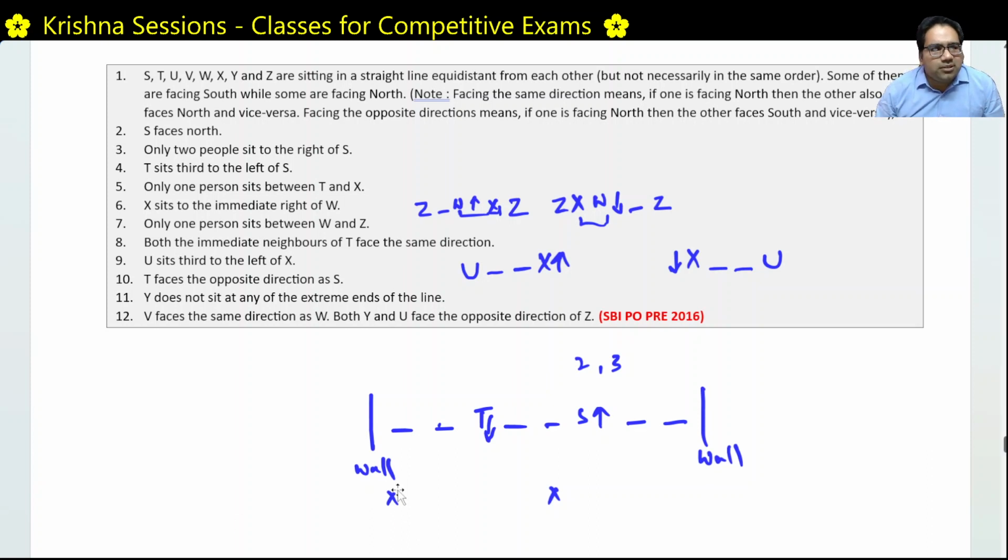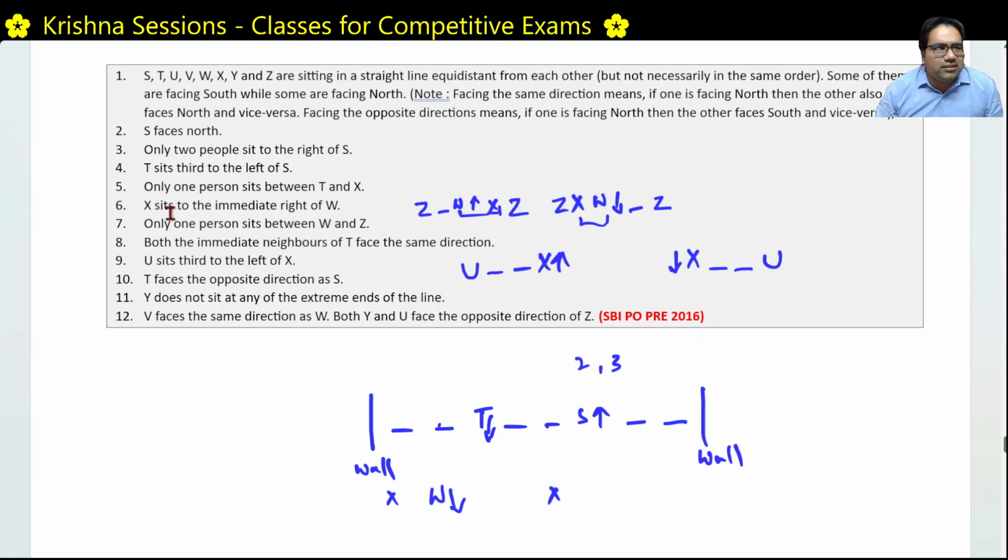Right. Let's try to explore this slot first. Okay. If X is here, then we have one more condition. X sits to the immediate right of W. Is this possible? X right of W is possible? Yes. In this case, it is possible, right? If W is facing south, this is possible. If X is here, that means W has to be here, facing south.